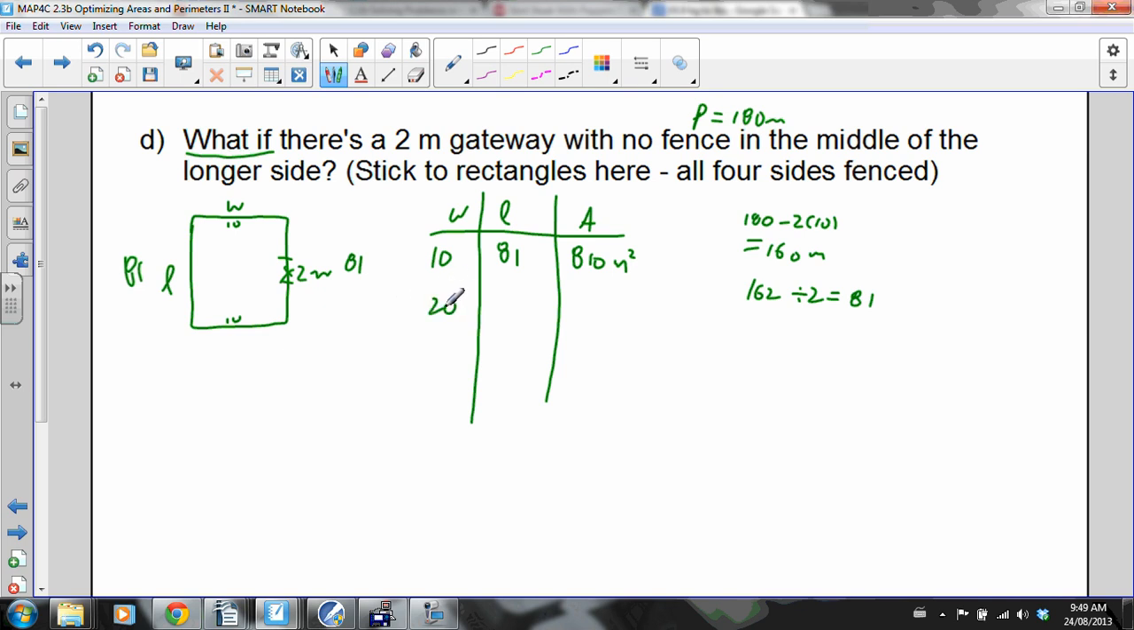And now I'm going to keep working. Same thing, same calculation, put in 20 here. 2 times 20 is 40, 180 minus 40 is 140. But actually I've got 142 because of the gate. I've got 142 meters because of the gate to work with. That's 71. And then you see a pattern, right? This goes up by 10, this goes down by 10. I'm just multiplying length times width there. And on I go.